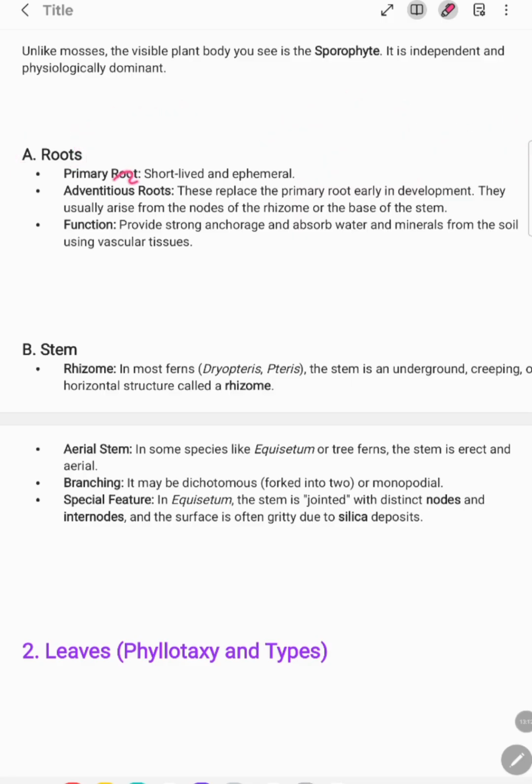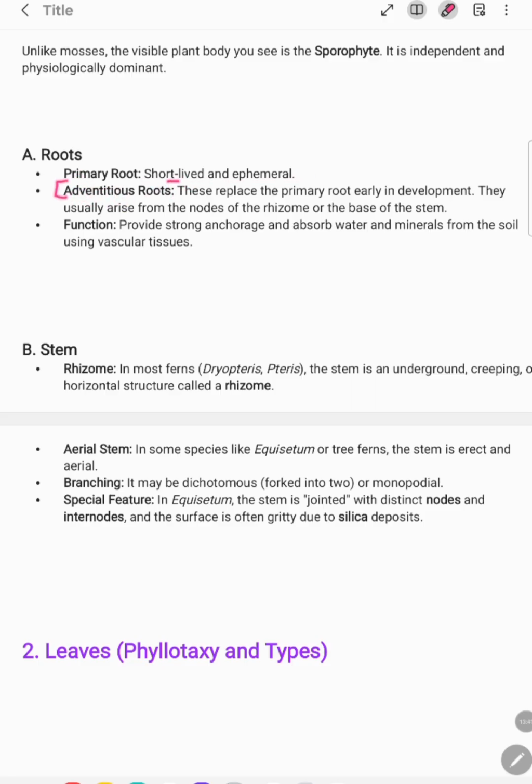Now roots. See the primary root. In pteridophytes, there is a presence of primary roots. The primary roots, as the name suggests, are short-lived and ephemeral, meaning they die in a short duration of time. So they are short-lived and ephemeral.